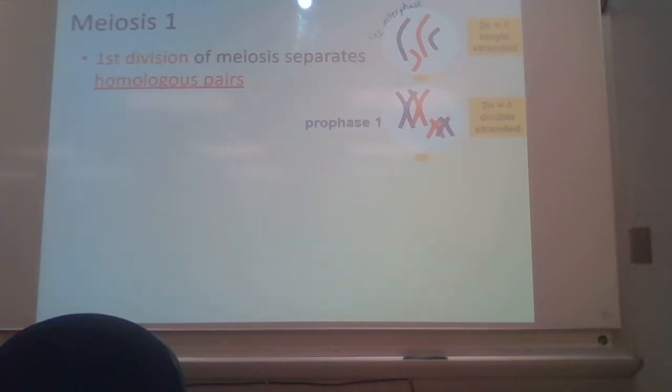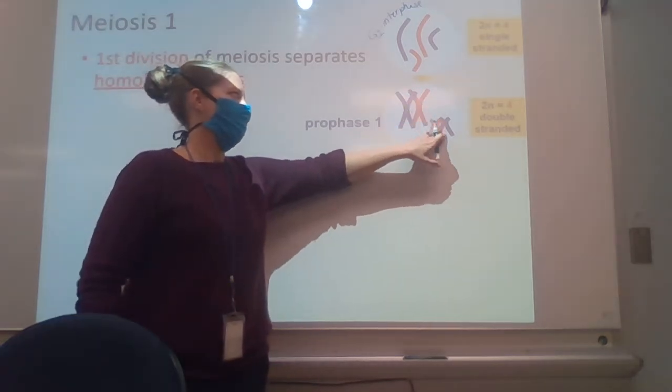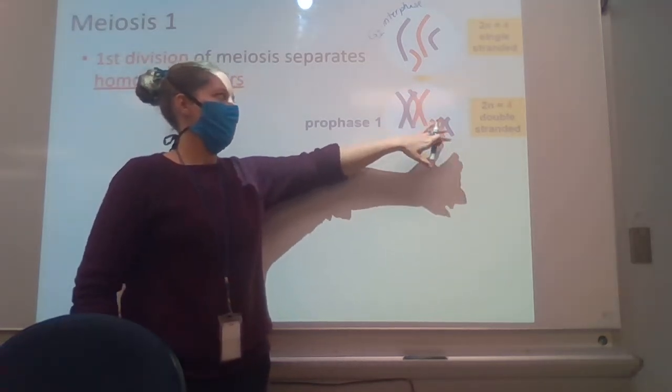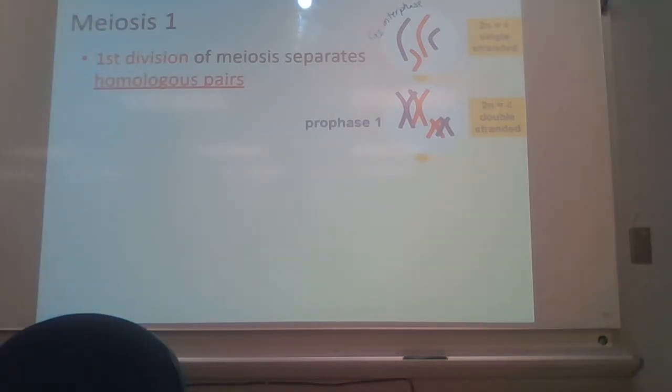And something you hopefully noticed, this does not happen in mitosis, but these homologous chromosomes are pairing together. So that pairing of homologous chromosomes only happens in meiosis. It doesn't happen in mitosis. We have a special name for that pairing of chromosomes. So the process of this pairing is called synapsis.